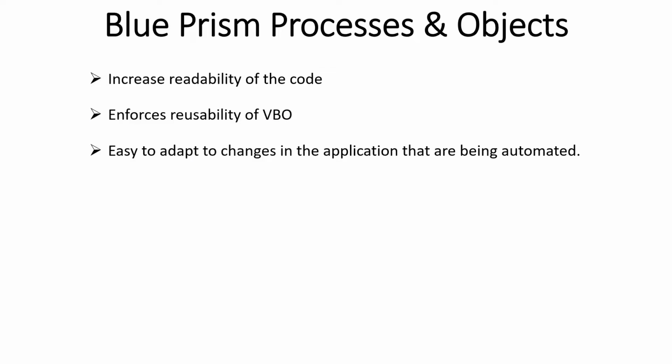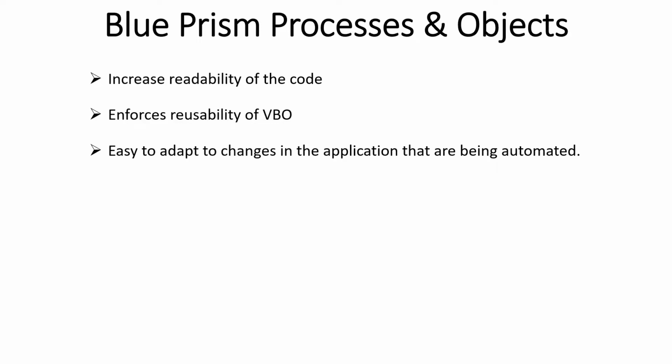When we do this, we have a process and then we have an object where the actual implementation is. What are the benefits I feel we have, as compared to other tools? First, it increases the readability of the code, right? Second, it enforces reusability of the VBO, and third, it is easy to adapt to changes in the application that are being automated.